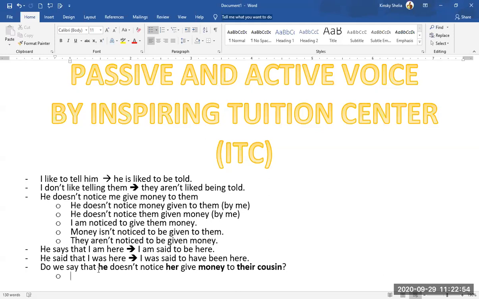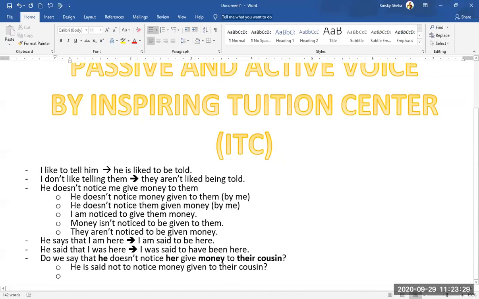So we start from "he." We start from "do we say," which means that he said. "He said," when it meets with "does," then becomes "not to." If the "doesn't" is the verb one, then we change it to become "not to" plus verb one. He said not to notice money given to their cousin. Or we can also change it: notice their cousin given money by her. We can also put it that way.